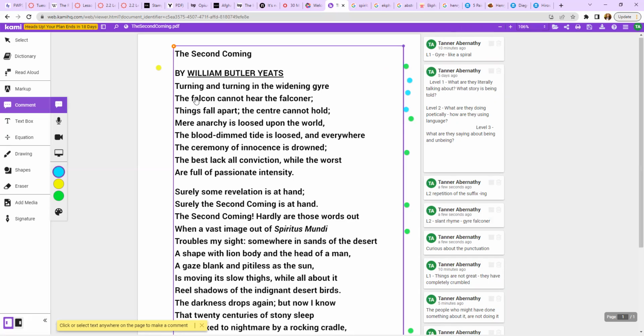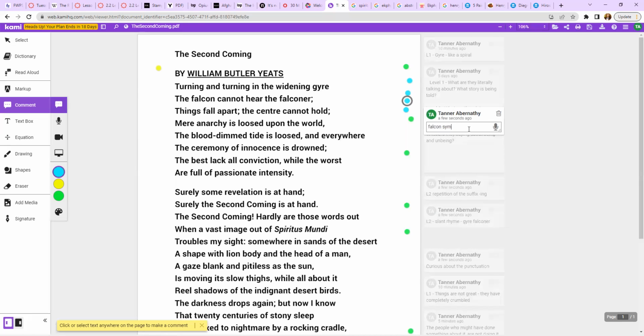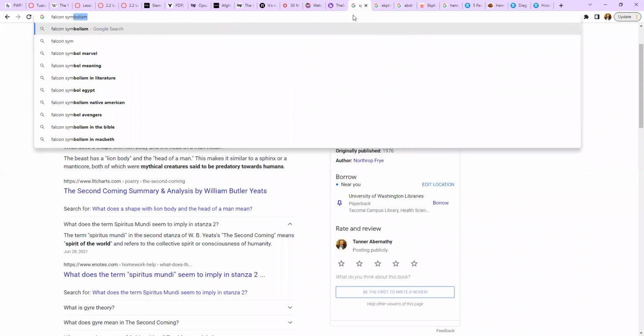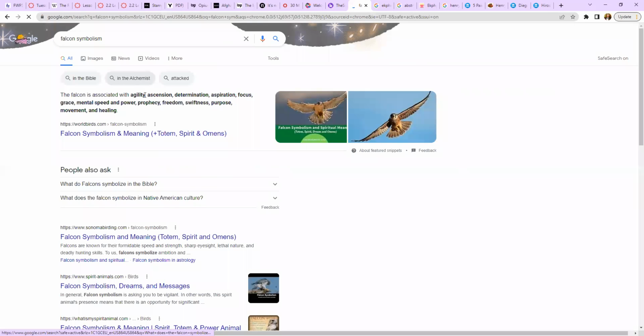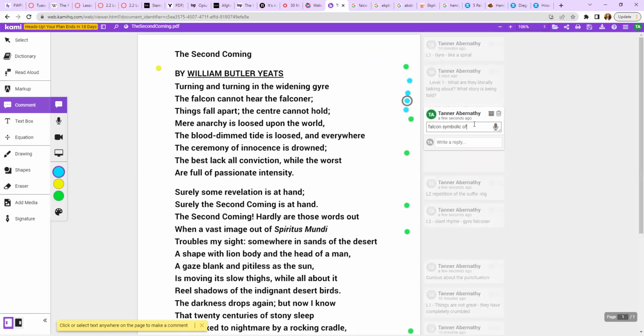We totally skipped over this idea of the falcon, right? And what does the falcon metaphorically symbolize? Falcon symbolic of, right? And again, I could take a guess, but let's just take a look. Agility, ascension, determination, inspiration, focus, grace, mental speed, prophecy, freedom, swiftness, purpose, movement, and healing, right? So these are all positive attributes. And here they are getting further and further away, right? Symbolic of positive things, freedom, movement. Even prophecy, kind of ironic there. Prophecy, all moving away, right?